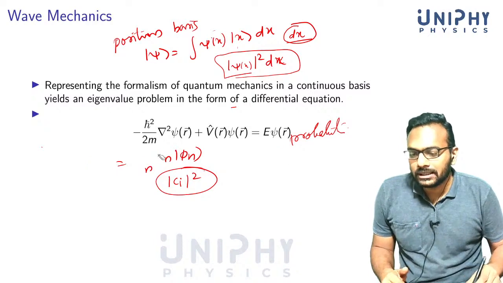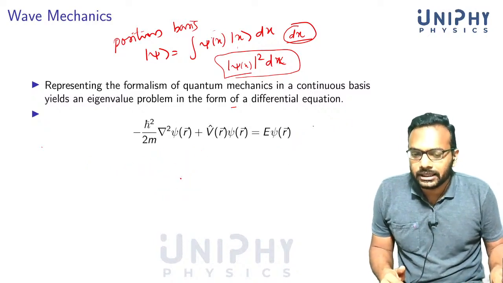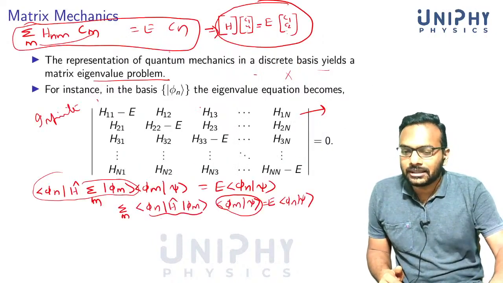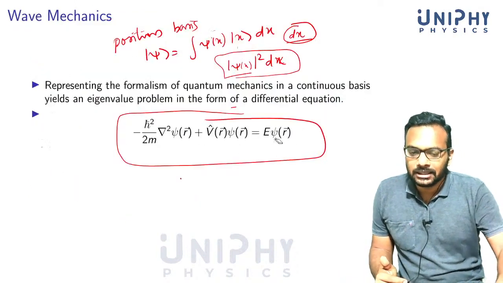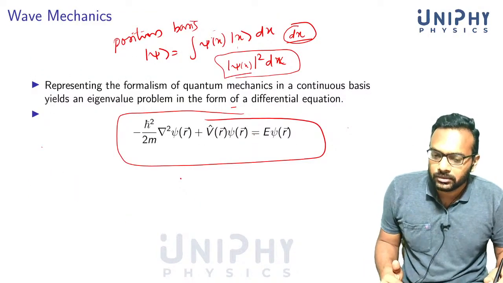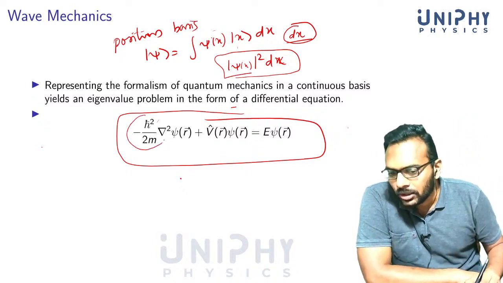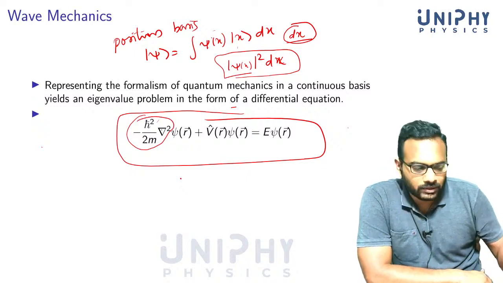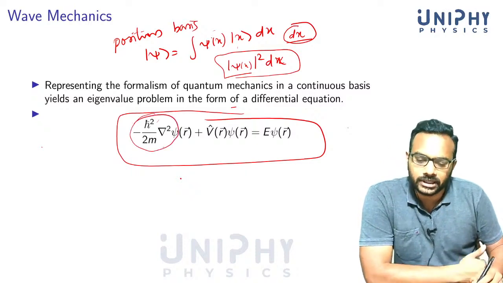Once you represent it in the continuous basis, you get an equation like this. The eigenvalue equation is the same, represented in different manners. This one is in some discrete basis and this one is in some continuous basis. So this is the operator now. This is known as the momentum operator, the square of the momentum operator, also divided by this factor. This is the kinetic energy operator of a free particle, for example.